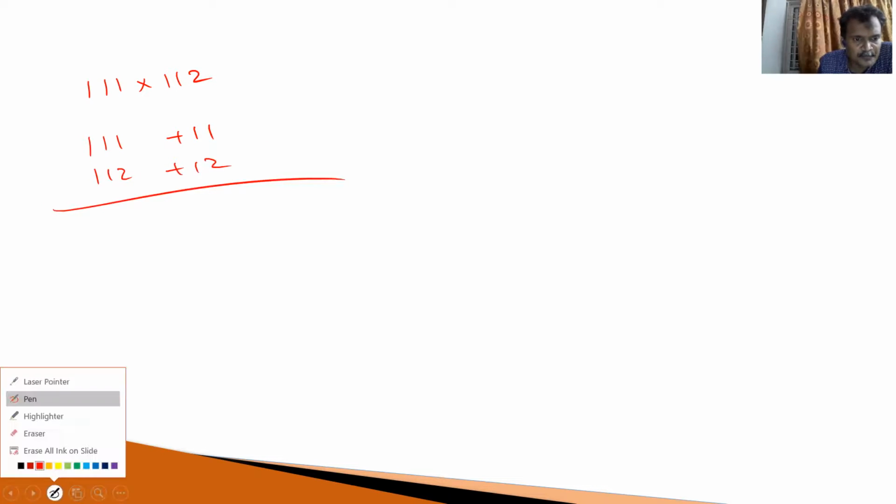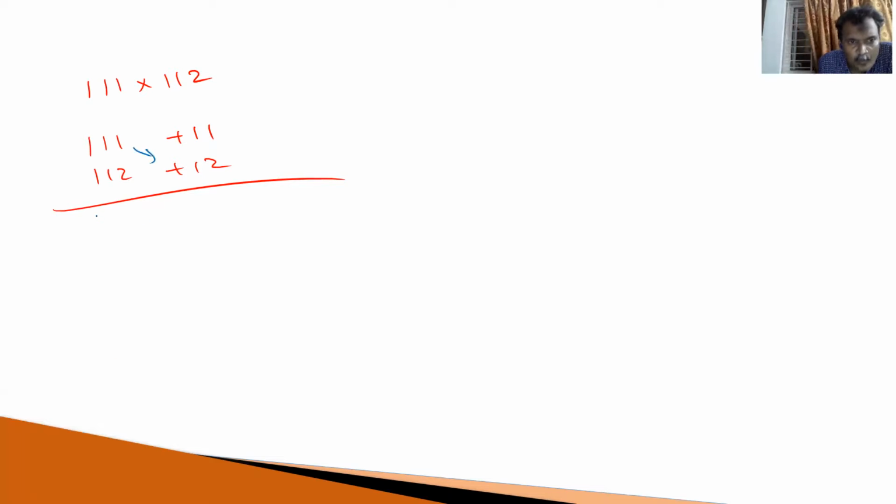Now, base. Very near to base, right? Now, suppose 111 into 112. What is the answer? 111 plus 11, 112 plus 12. Now, what should you do? Just take a cross sum. 111 plus 12, this is the left hand side. 11 into 12, this is the right hand side. All of you listen carefully. This is equal to 123 and this is equal to 132, right?